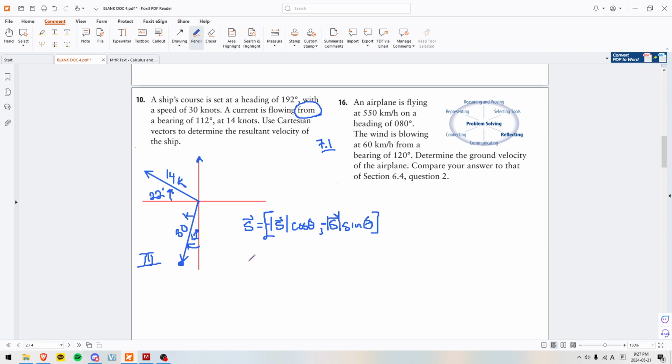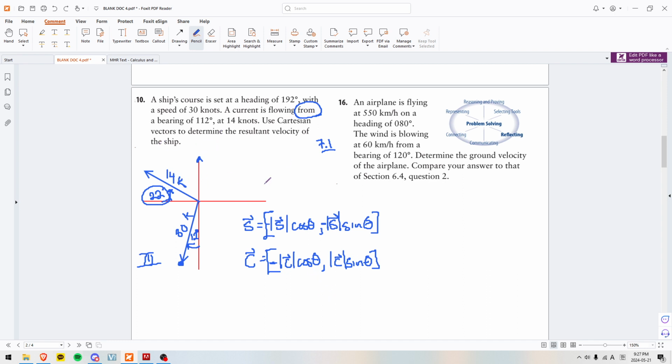Okay. Next, we have current. Once again, it is the magnitude of the current, which is 14, times cosine theta, where theta is the angle with the horizontal, and then we have magnitude of the current, sine theta, where theta is the angle with the horizontal. But since this is in quadrant 2, you know that the x value has to be negative. In this way, using CAST rule, we can keep to the simple angle of 22 instead of considering all of this as 158. And that should be it.